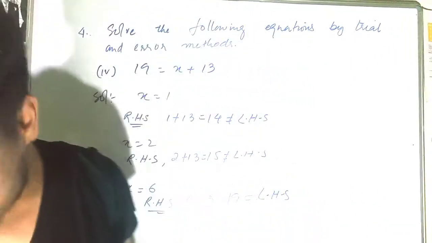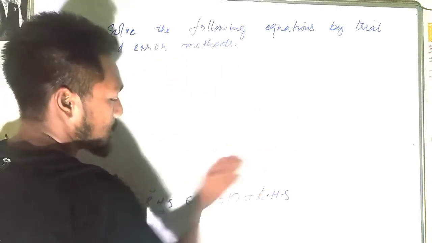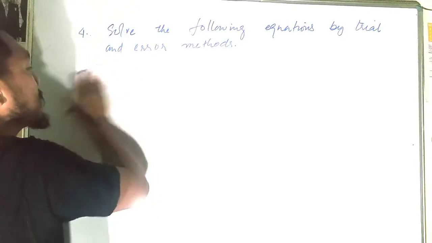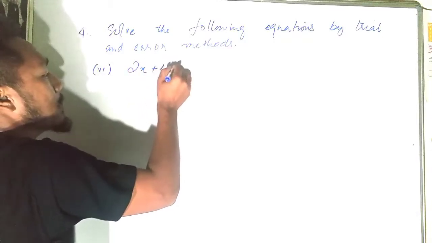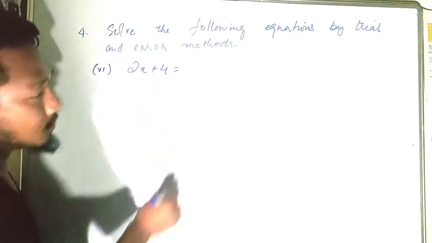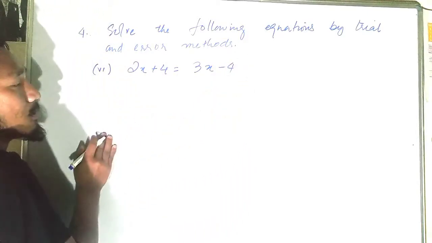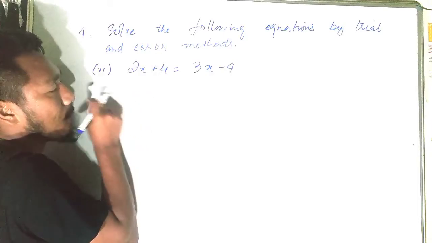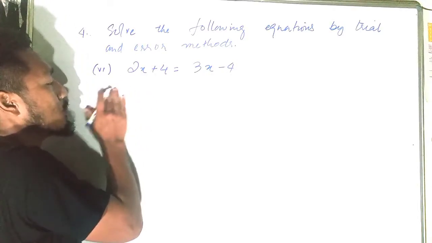Okay, I will just do the next question, question number 6. The most difficult question you can say. That is 2x plus 4 is equal to 3x minus 4. Now here we will do it separately. We will start with 2x plus 4 and 3x minus 4, the left hand side and right hand side solutions.